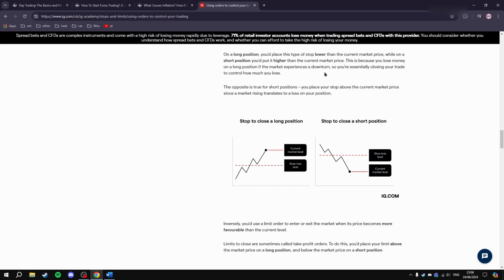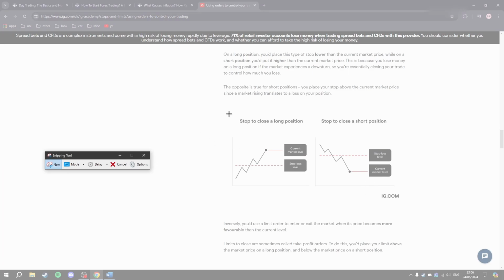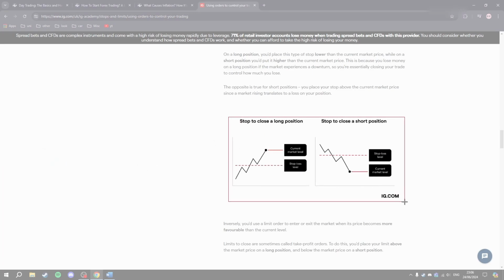This is because you lose money on a long position if the market experiences a downturn, so you're essentially closing your trade to control how much you lose. Opposite is true for short positions. You place your stop above the current market price since the market rising translates to a loss on your position.